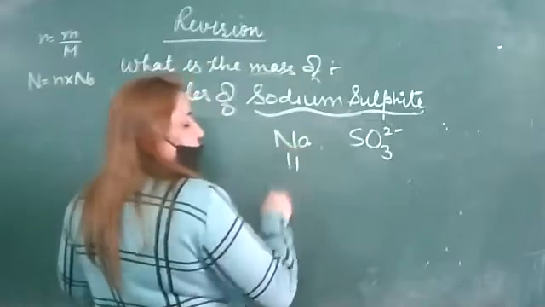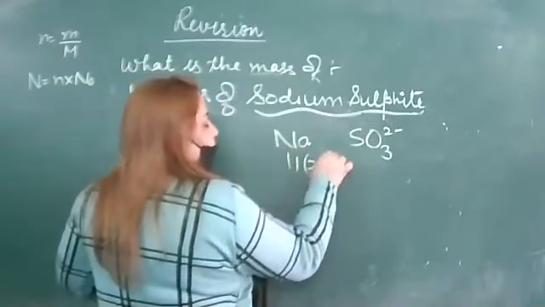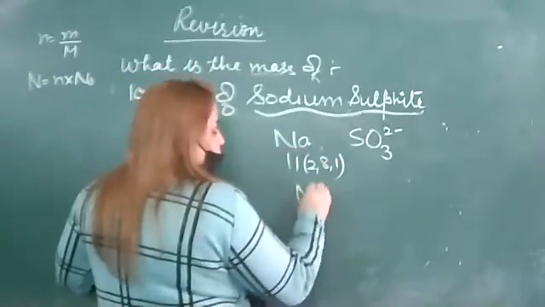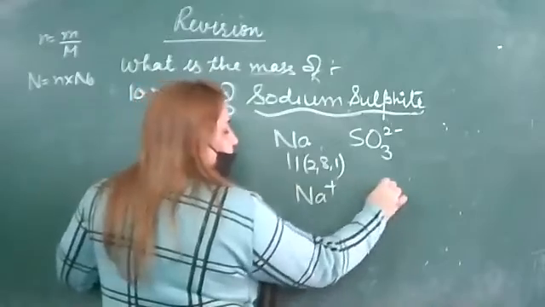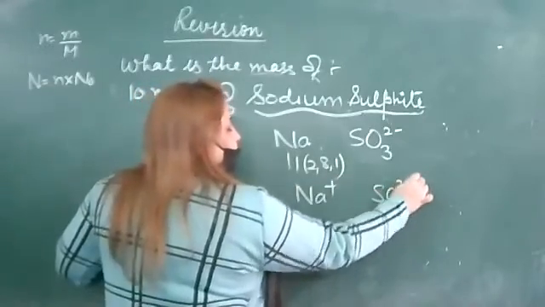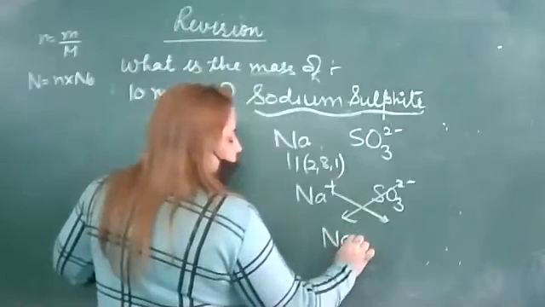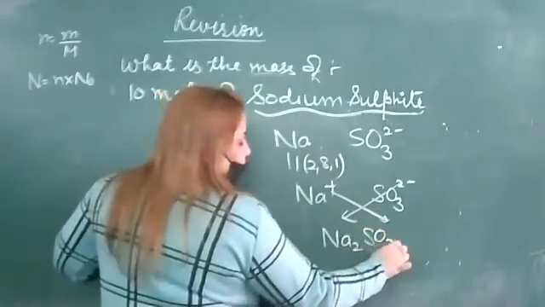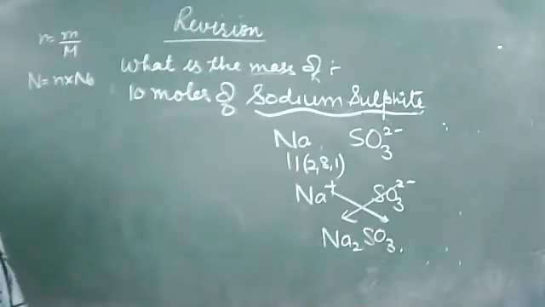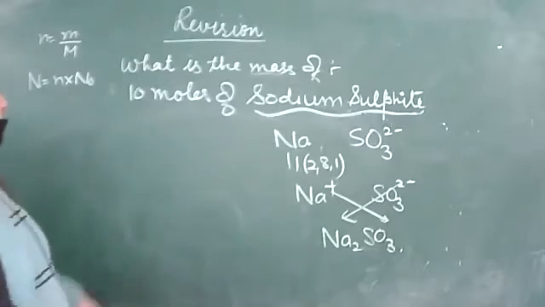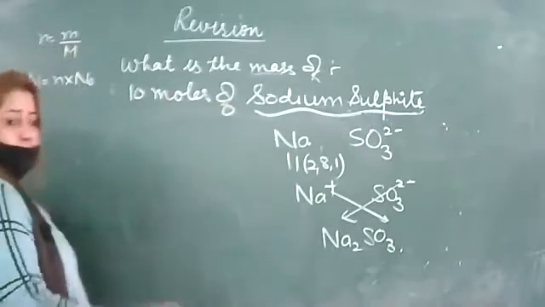Now the atomic number of sodium is 11. Electronic configuration is 2, 8, 1. So this will become Na positive, SO3 2 negative. It will come over here, this will come over here. Na2SO3. Is it clear?